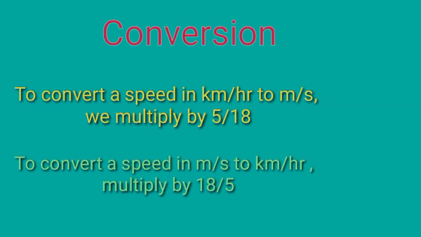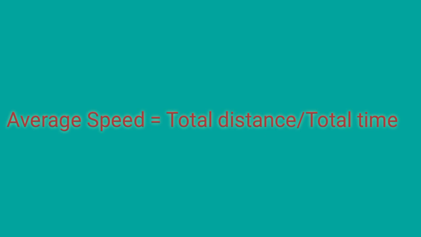Now we are going to study the conversion of kilometer per hour to meter per second and meter per second to kilometer per hour. To convert a speed in kilometer per hour to meter per second, we multiply by 5 upon 18. And if we have to convert meter per second to kilometer per hour, we multiply by 18 upon 5. Now the formula of average speed: average speed is equal to total distance upon total time.